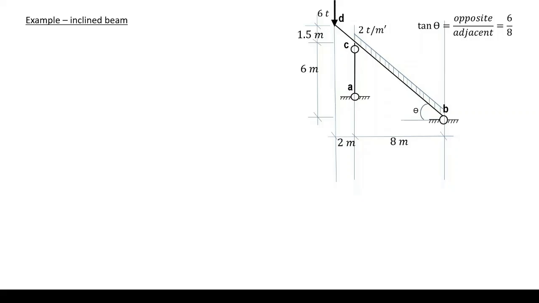The horizontal projection of CB is this 8 meters, while the vertical projection of CB is this 6 meters. LCB is the actual length of CB, the actual inclined length, while L-CB is the horizontal projection, 8 meters.